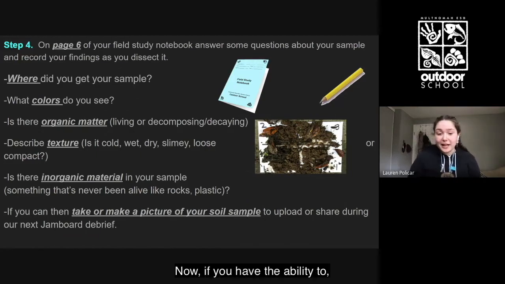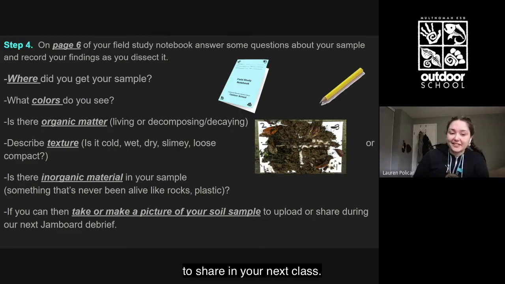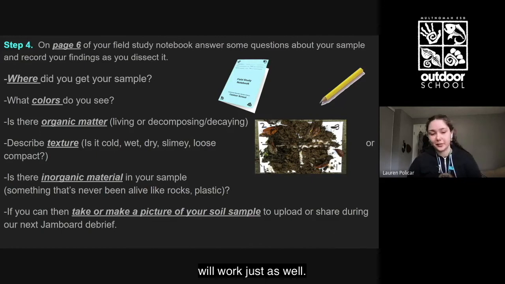Now, if you have the ability to, go ahead and take a picture of your soil to share it in your next class. If not, drawing a picture of your soil will work just as well.